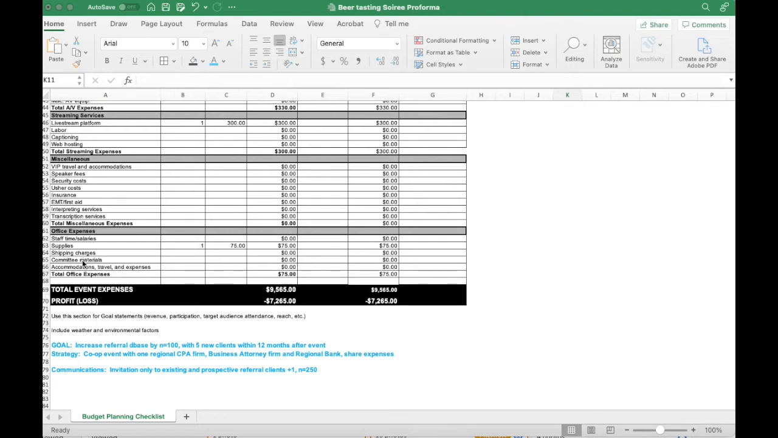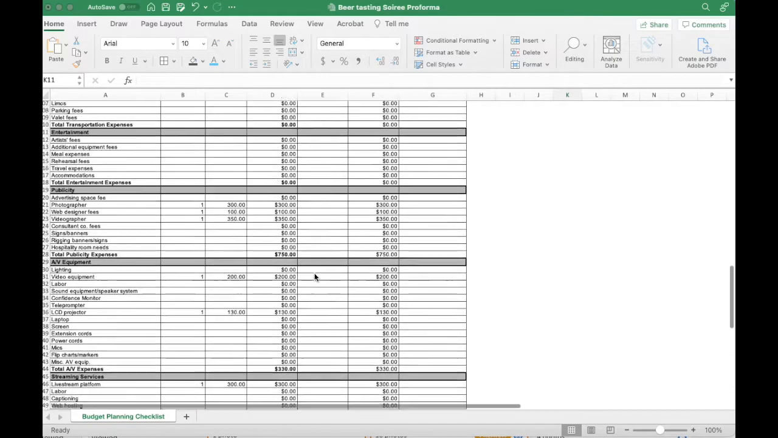As you can see, this total event, just given the very few items I have there, is just under 10 grand. And that gives me a loss of $7,265. What I want you to notice here is my goal was not to make money on this event. My goal was to increase my referrals by getting all these people together and co-oping the expenses with other companies. I've basically taken this event and divided it by 4, which is my personal out-of-pocket expense for my company.